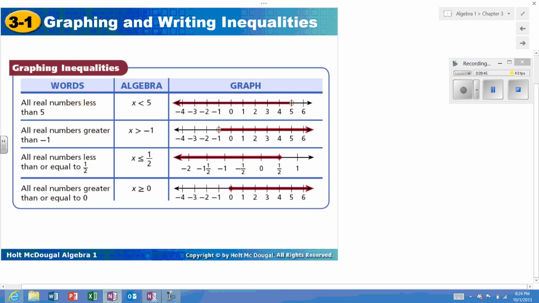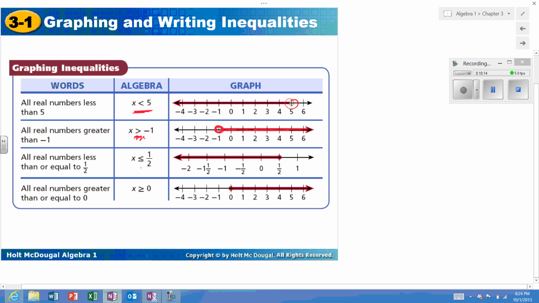Okay, so here's just some examples. If x is less than 5, they're showing you that they're using an open circle at 5, and then it's all the numbers less than 5. If x is greater than -1, you're going to look at -1, and we're using an open circle again because it's not greater than or equal to. And then it's saying it's everything bigger than that. So we're going to color in everything to the right of that number.